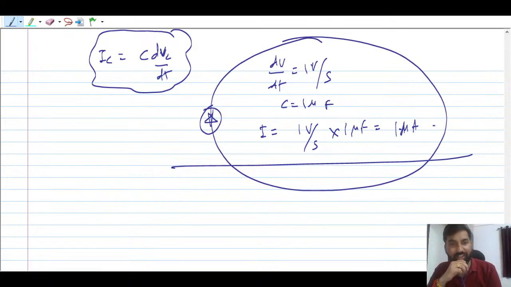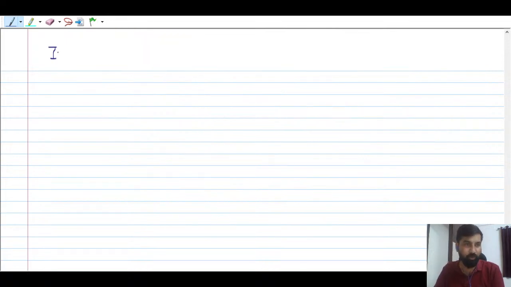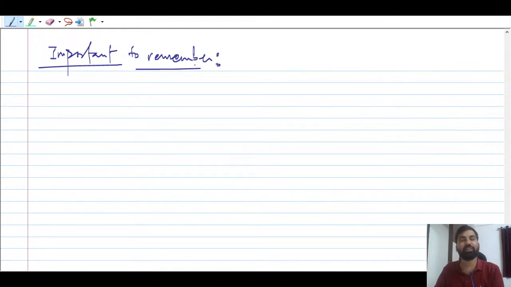If the current is finite, remember, this is very, very important. ये आपको कैपेसिटर से रिलेटेड important to remember for your exam, और आगे के जो भी हम लोग सर्किट करेंगे.